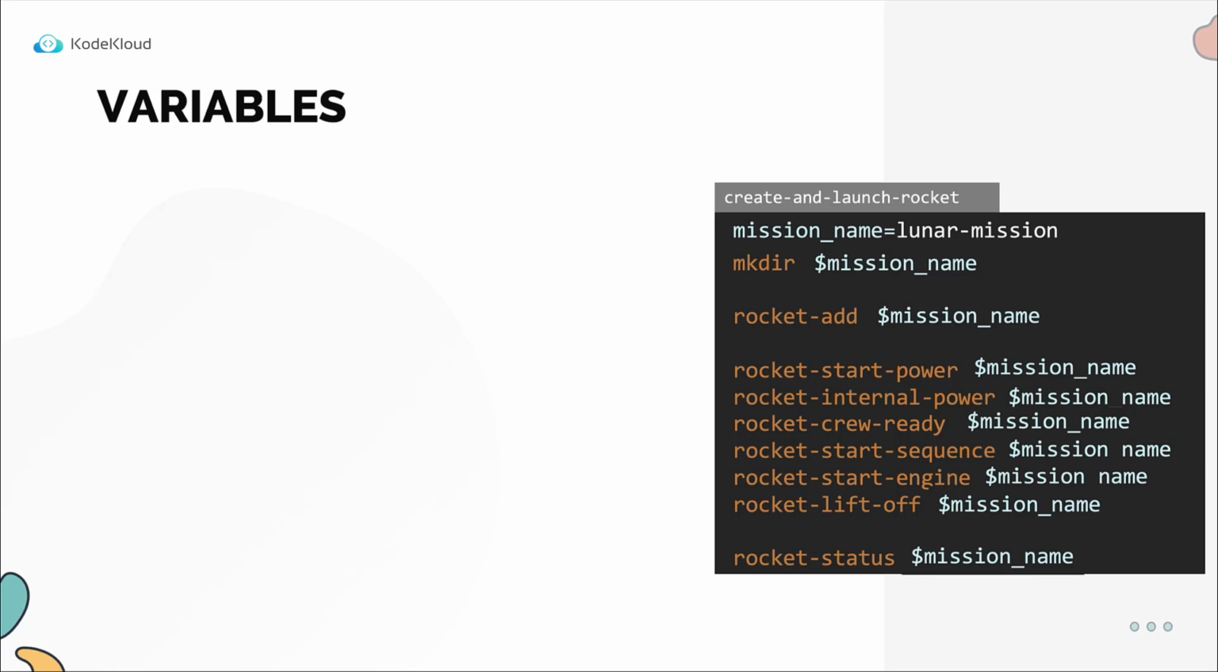We must now set the value for the variable at the beginning of the script. However, remember that while setting the value of a variable, we do not use the $ sign before the variable name. Next time we plan to use the same script for another mission, all we have to do is replace the mission name in the first line with the name of the new mission and no changes to be made to the rest of the script.